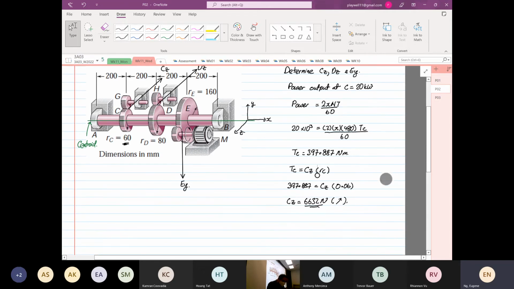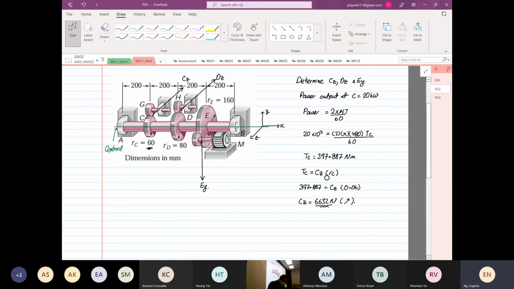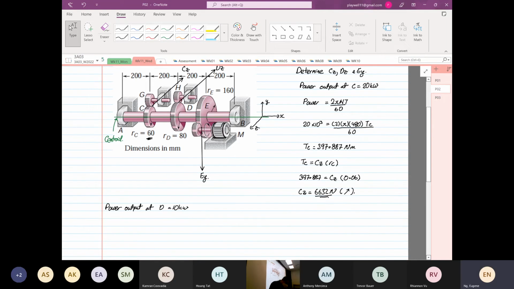Then we'll do the same thing. Next, we're going to calculate the power output at point D. We are given that it's 10 kilowatts. Everything is the same procedure. So 2 pi NT over 60, so 10 times 10 to the power 3, 2 pi times the revolution. Divide by 60. So we can calculate TD, not DZ.